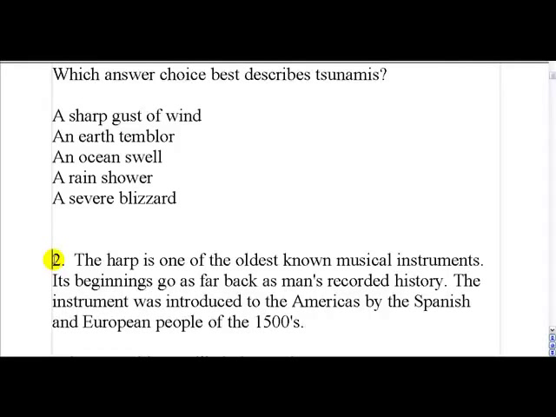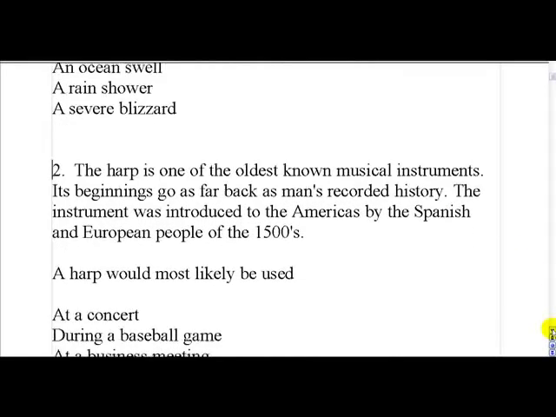2. The harp is one of the oldest known musical instruments. Its beginnings go as far back as man's recorded history. The instrument was introduced to the Americas by the Spanish and European people of the 1500s. The harp is what? We know that it's a musical instrument. And you know what? That's good enough. You might say, Michael, I still don't know exactly what it is. It doesn't matter. You know it's an instrument to play music. So once you think you got the meaning, you take a look at the questions.